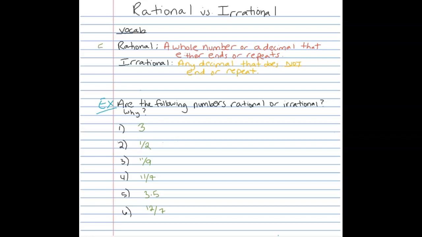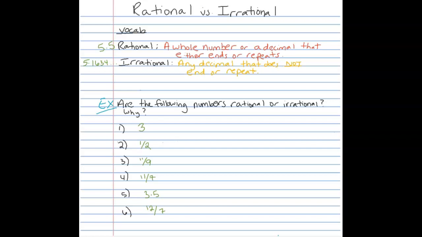5 would be rational. It's a whole number. 5.5 is still rational. It's a decimal that ends. What happens if I have 5.1634...? At this point, it becomes irrational, unless I know that number is repeating, which I don't know, so it's going to be irrational.